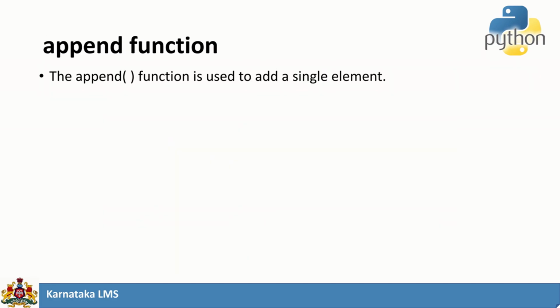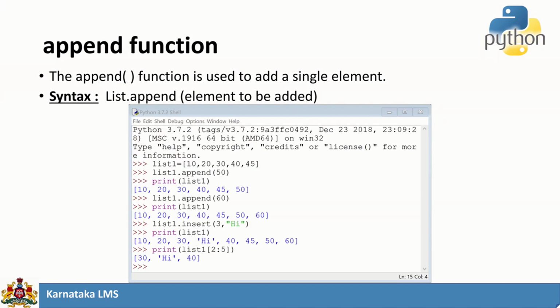Append function. As the name says, the append function is used to add a single element at the end of the list. So the syntax is list.append of the element to be added. Let us consider this example. List 1 is equal to 10, 20, 30, 40 and 45. When I say list 1 dot append of 50, it will just add 50 at the end of the list. So I am getting 10, 20, 30, 40, 45 and 50. Like this, you can add any number of elements at the end of the list by using the append function.